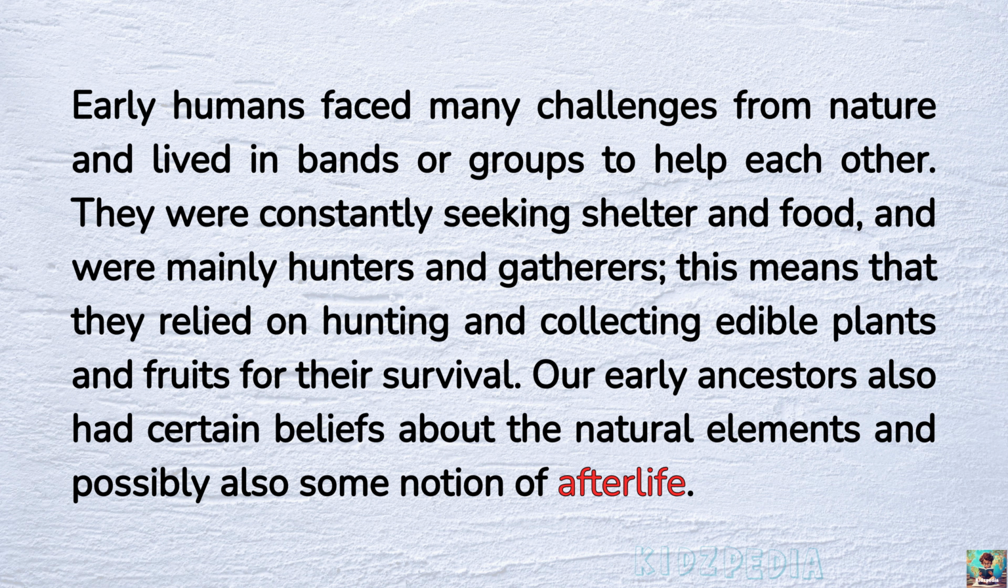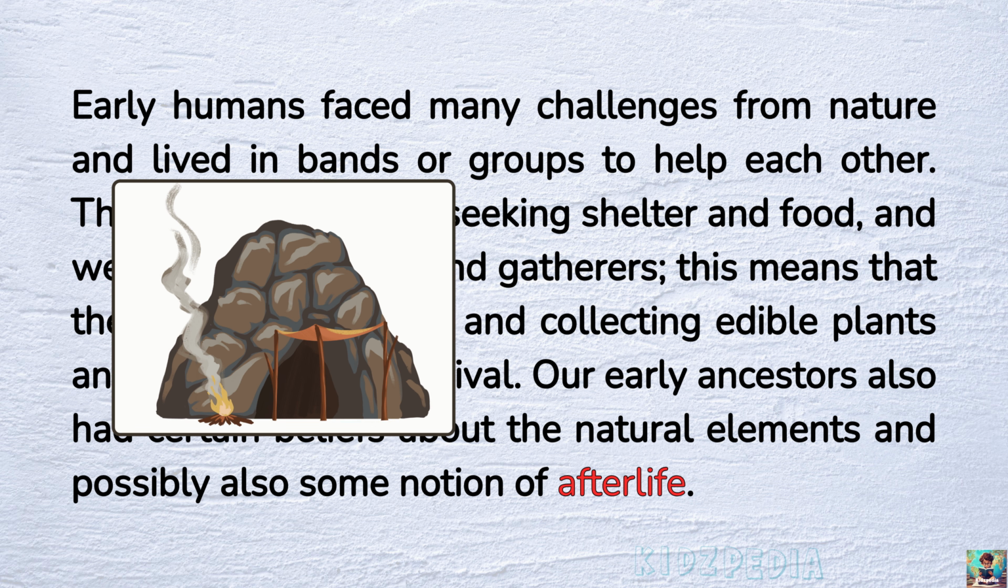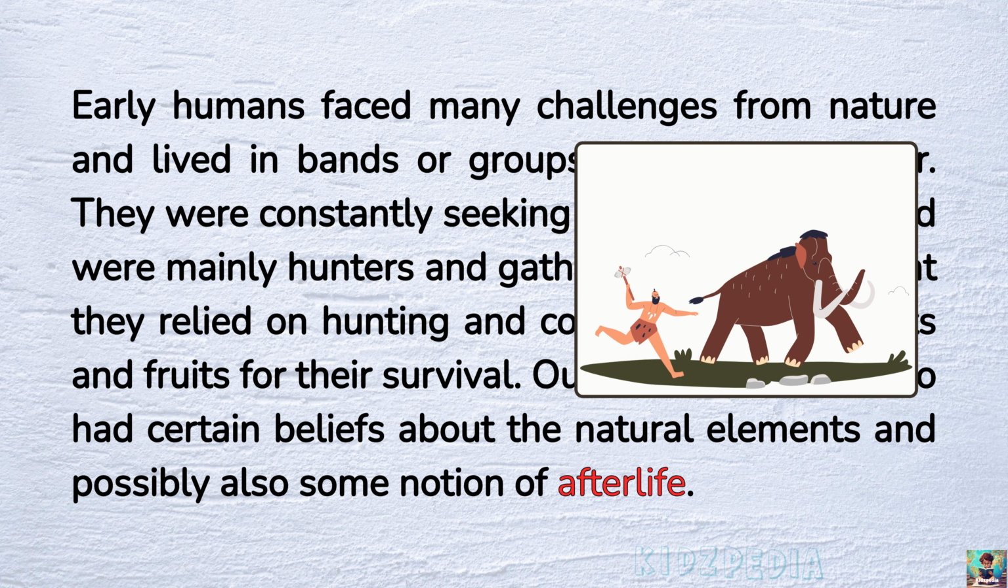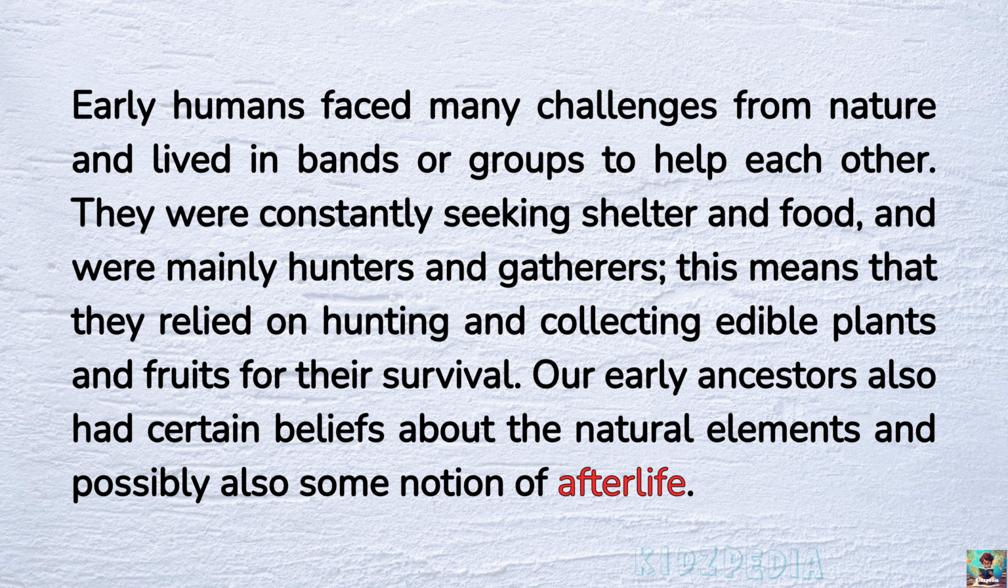So, this paragraph tells us that early humans had to deal with many difficulties in nature. They lived in small groups to help and protect each other. They looked for shelter and food mostly by hunting animals and gathering plants and fruits. They also had some beliefs about nature and maybe about life after death.